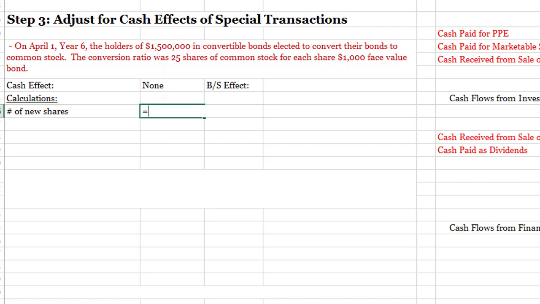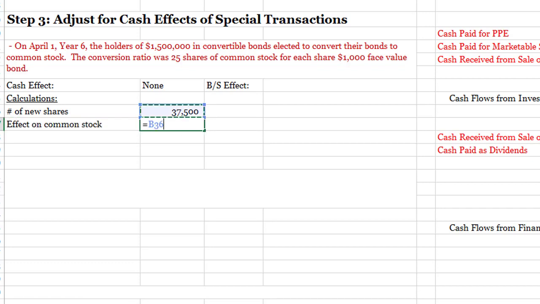So to do that, we're going to take the 1.5 million divided by 1,000. That gives us the number of actual bonds that are being converted. And each of those bonds gets 25 shares. So we'll be issuing 37,500 new shares to these bondholders. Next, we need to know the effect on common stock.